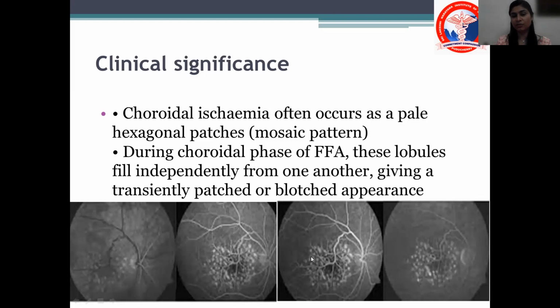These are the fundus pictures of the right eye. These are showing the mosaic pattern or hexagonal patches of choroidal ischemia.